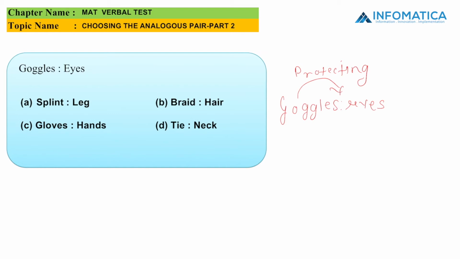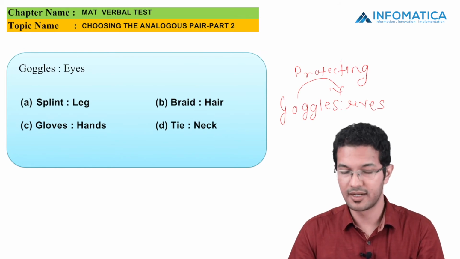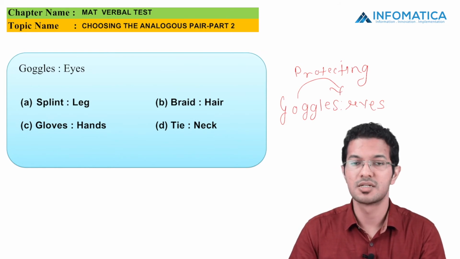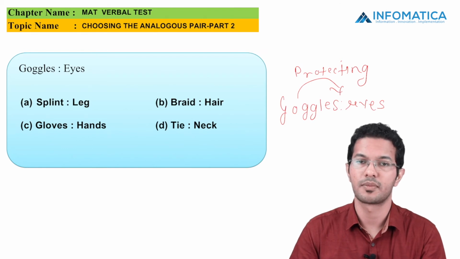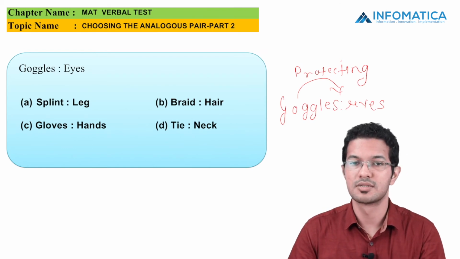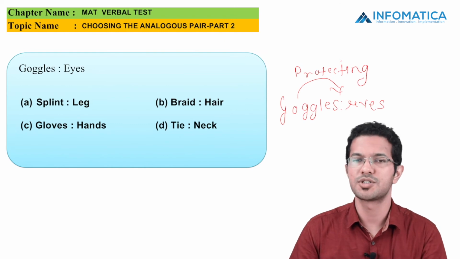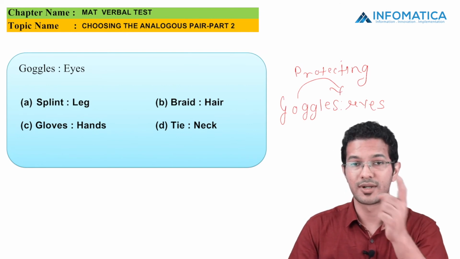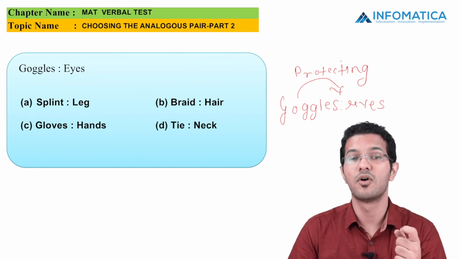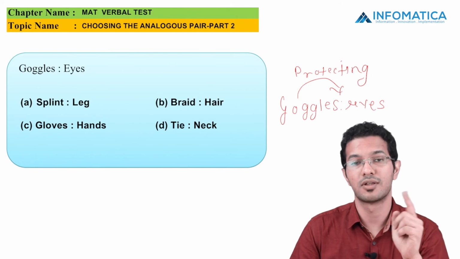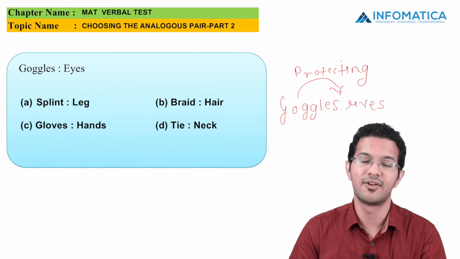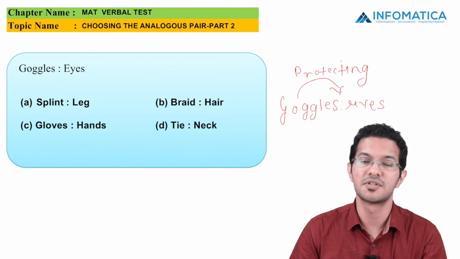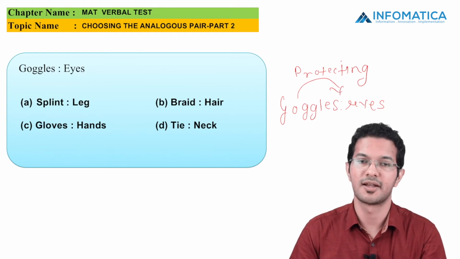Option A is splint is related to leg. Option B is braid related to hair. Option C, gloves related to hands. Whereas option D is tie is related to neck. If we compare all four options, I can say that option C is the most appropriate answer. It is because the gloves are protecting the hands. It does the work of protection for what? For the hands. So I can definitely say that option C, which is gloves related to hands, is the right answer.